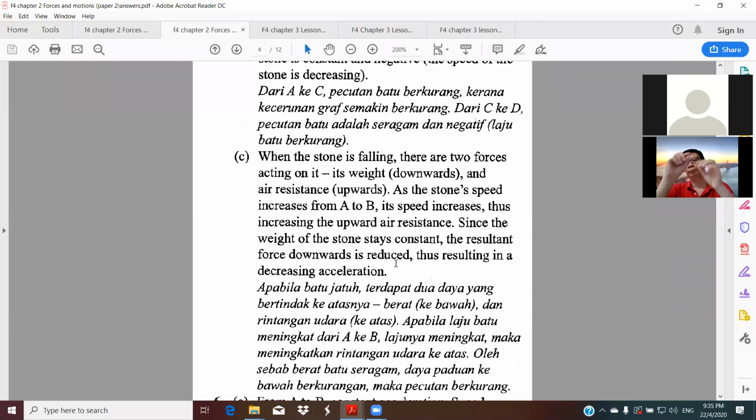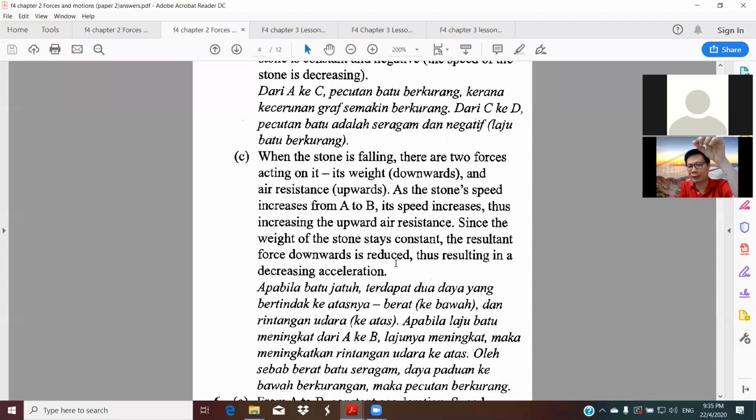Because you go down like this, right? When you go down like this, the faster you go, the friction becomes bigger. The friction is going up. Okay, the weight is going down. So the resultant force is you take the weight minus the friction, right?